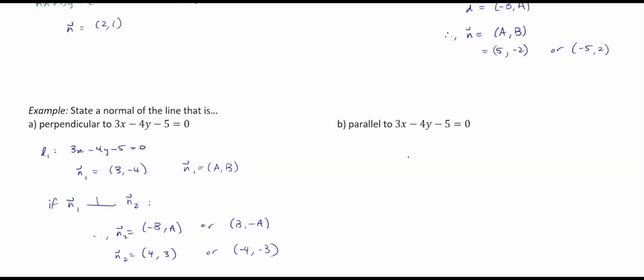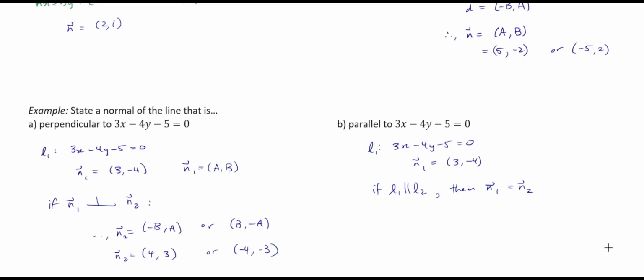Okay. So again, right here, I'm given this as my equation of the line. I have 3x minus 4y minus 5 is equal to 0. My normal vector, as we saw, is (3, -4). But if line 1 is parallel to line 2, then the normal of 1 must be equal to the normal of the second one. And I'll show you that in a diagram right here.